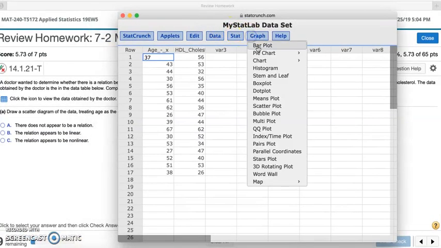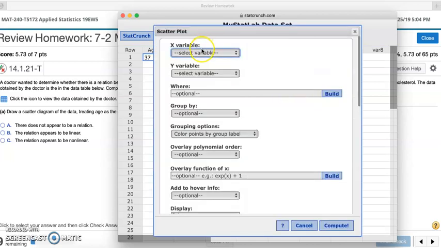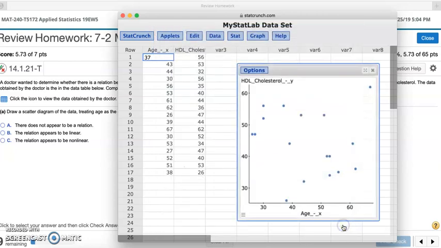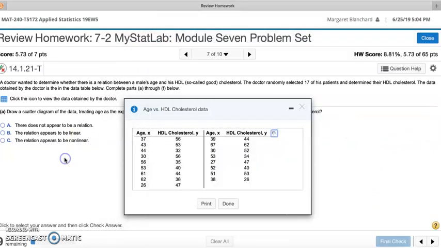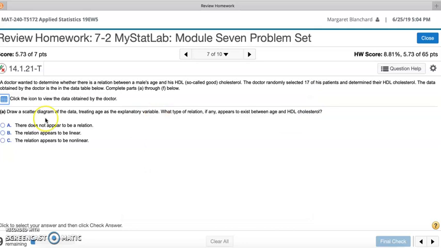Go to Graph, Scatter Plot, and we said that age is our X, which is handy that they named the variable that, and then click Compute. And we see here there's no real discernible pattern. It's kind of scattered all over the place. So let's go back to our question. So it says, what type of relation, if any, appears to exist between age and HDL cholesterol?